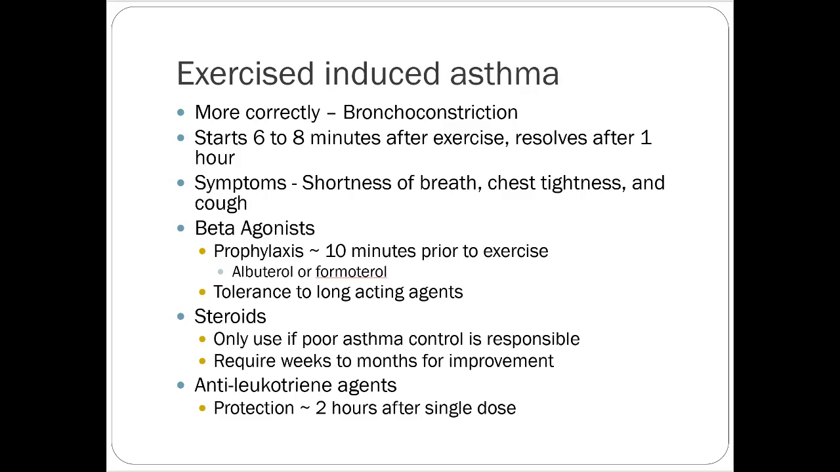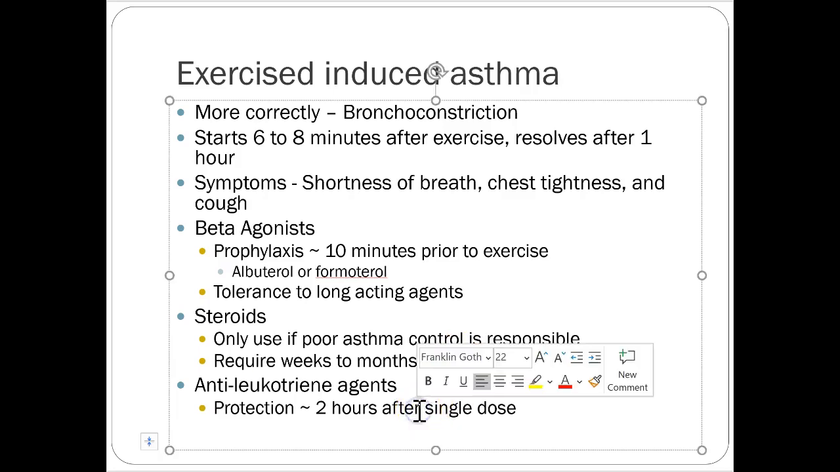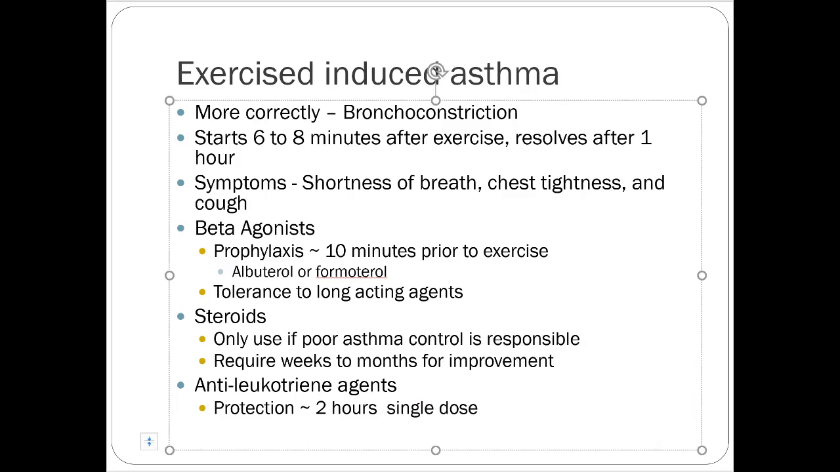The other one some people will take, especially during allergy season, is one of the anti-leukotriene agents, like Montelukast. Take it 2 hours before exercising. You wouldn't really take it after exercising. That probably doesn't make any sense. And it's just a single dose. So if somebody has seasonal allergies in the spring that cause some exercise-induced asthma, it would be a good choice for them. Or you can just take a tablet maybe once a day in the morning and then go with that. So that's one option too.